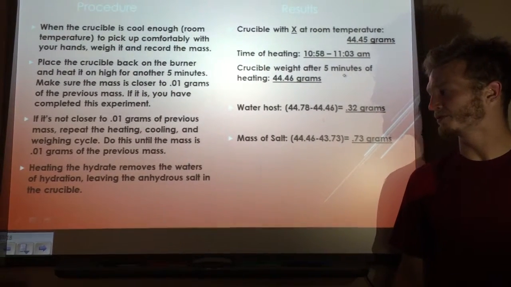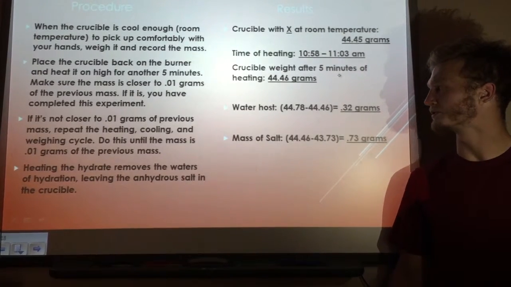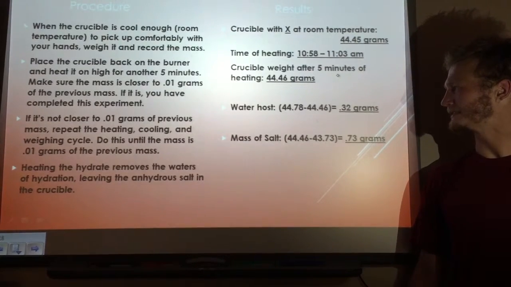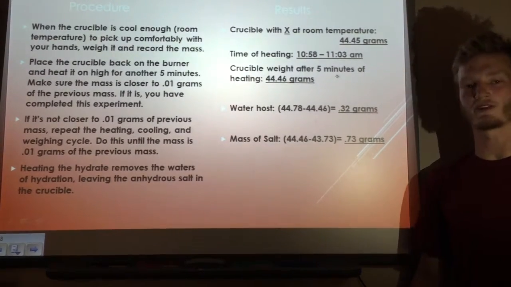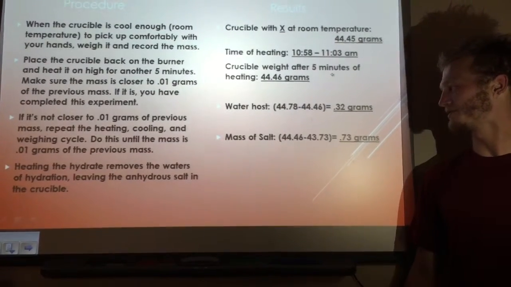Heating the hydrate removes the waters of hydration, leaving the anhydrous salt in the crucible. The water present was 0.32 grams. The mass of the salt was 0.73 grams.